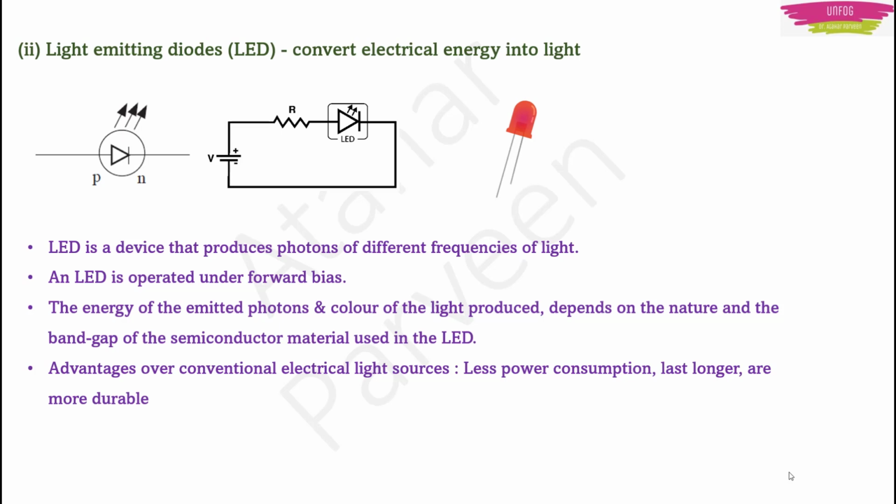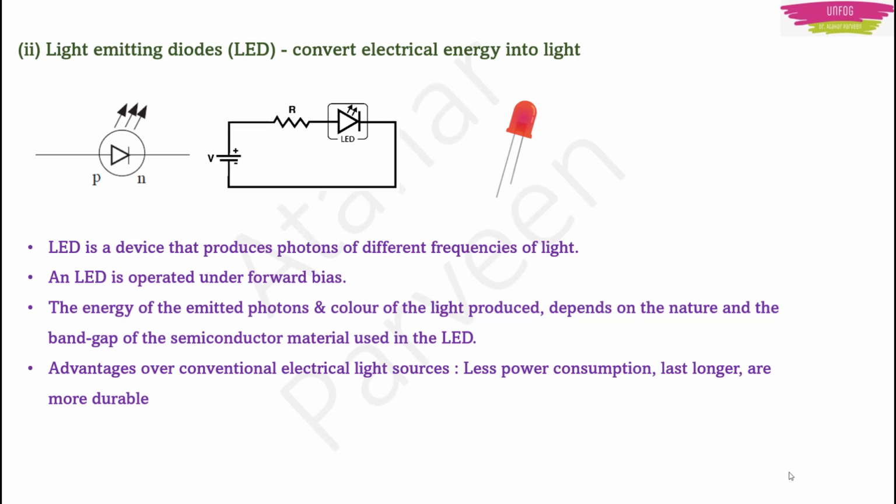But one thing you have to remember is that if you want to change the color of the LED, then you have to change the material being used, the semiconductor material used to make this LED. Now, why have LEDs become so famous? Because they have a lot of advantages, right? In place of conventional electrical light sources, nowadays everyone prefers using LEDs.